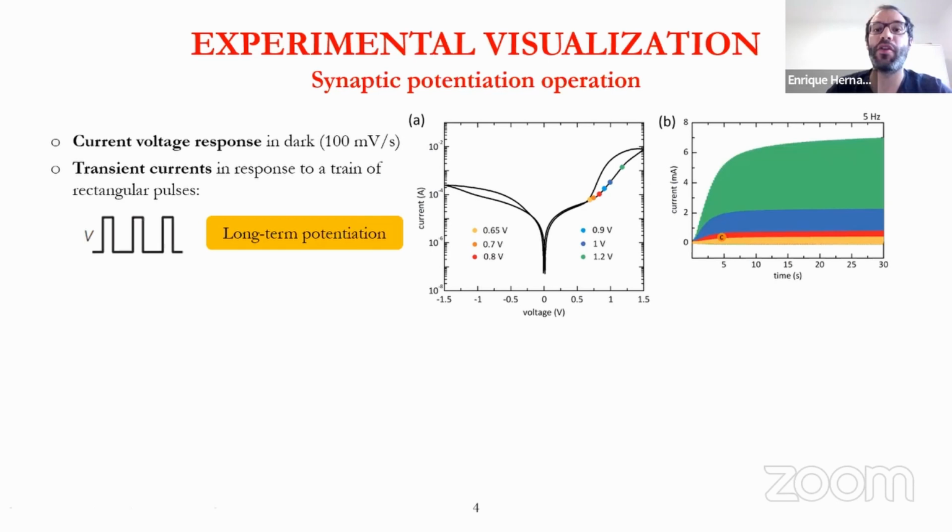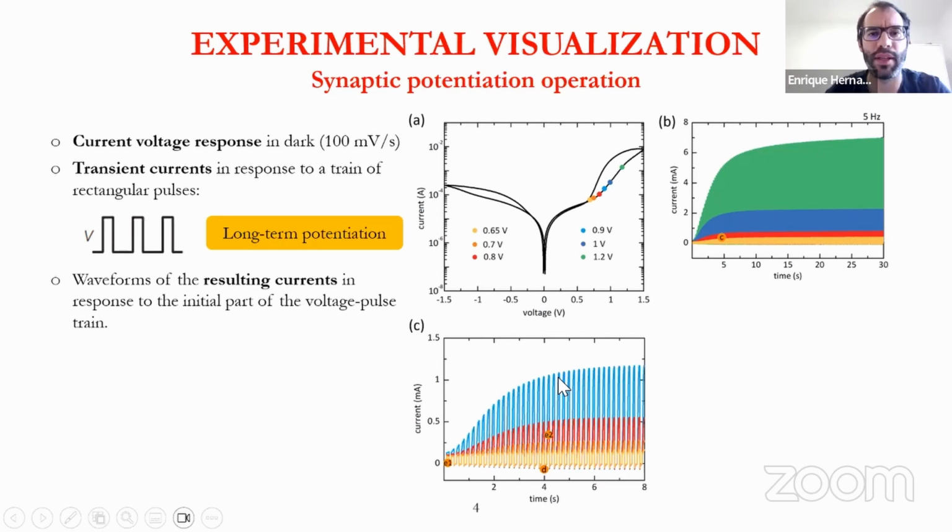Another experiment, the key experiment to study long-term potentiation, is to apply voltage pulses, okay? And measure the current, okay? And one obtains this potentiation in response to a train of rectangular pulses. But in this graph, it's impossible to see anything. With a magnifying glass, in an expanded view, it's possible to see this transient current response.